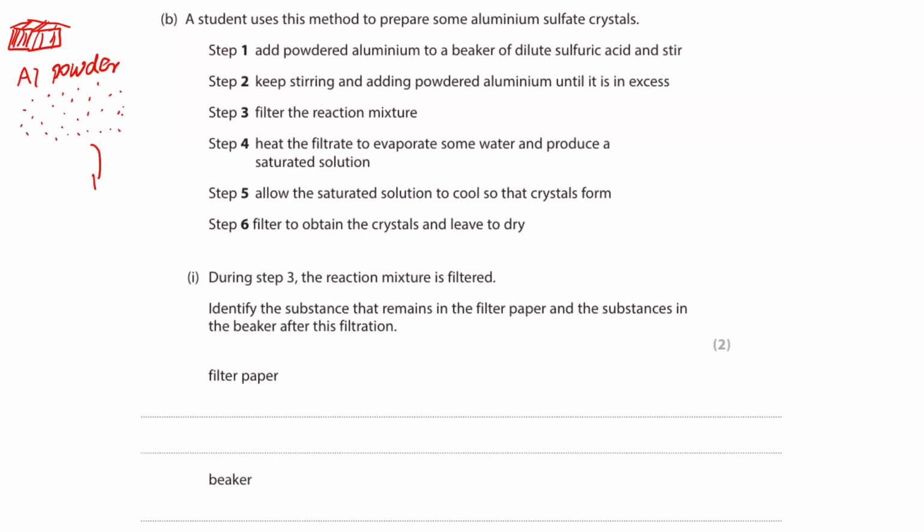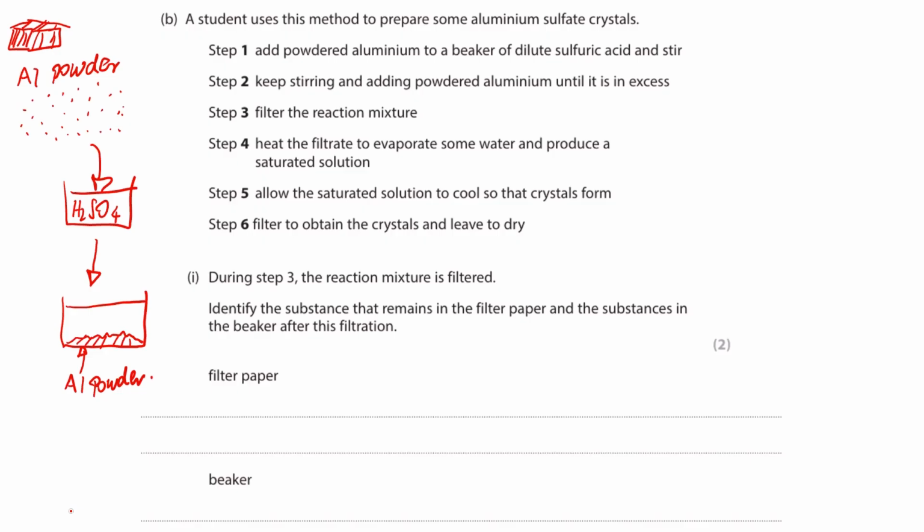So you add aluminium powder into a beaker which has sulfuric acid, H2SO4. You have to stir it. Keep stirring and add powdered aluminium until it is in excess. How do you know that aluminium powder is in excess? When you add sugar to a cup of tea, when the sugar is in excess, at one point you will see this powder settle at the bottom. You will see aluminium powder settle at the bottom. That means you have excess aluminium powder.